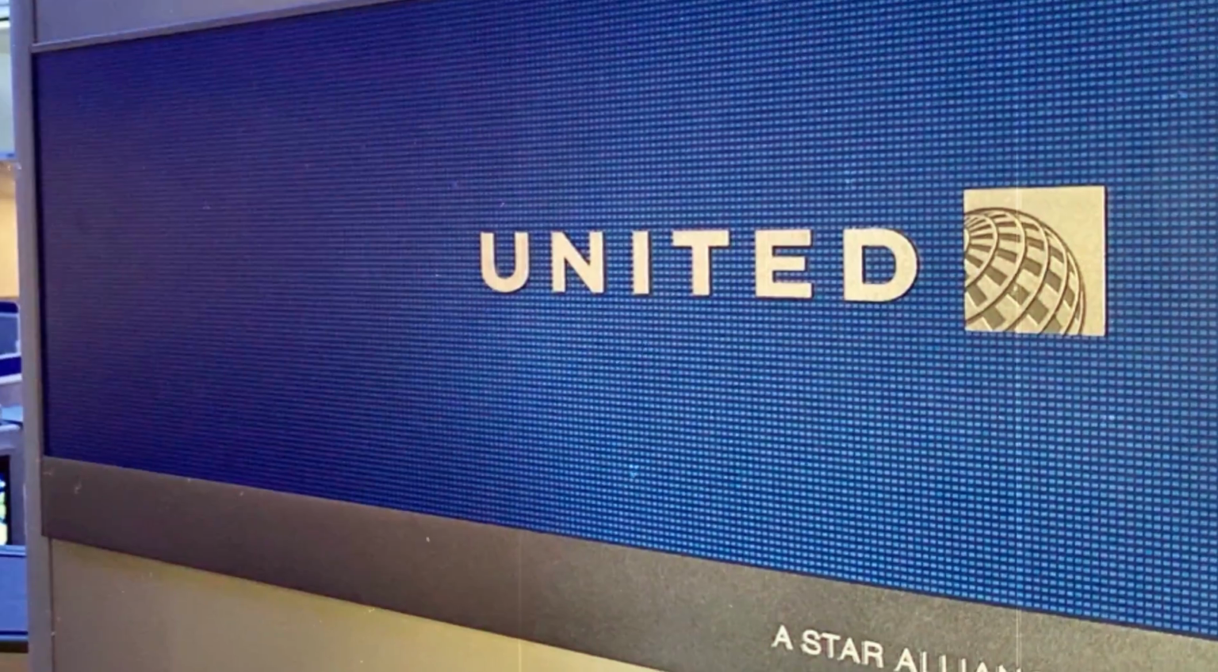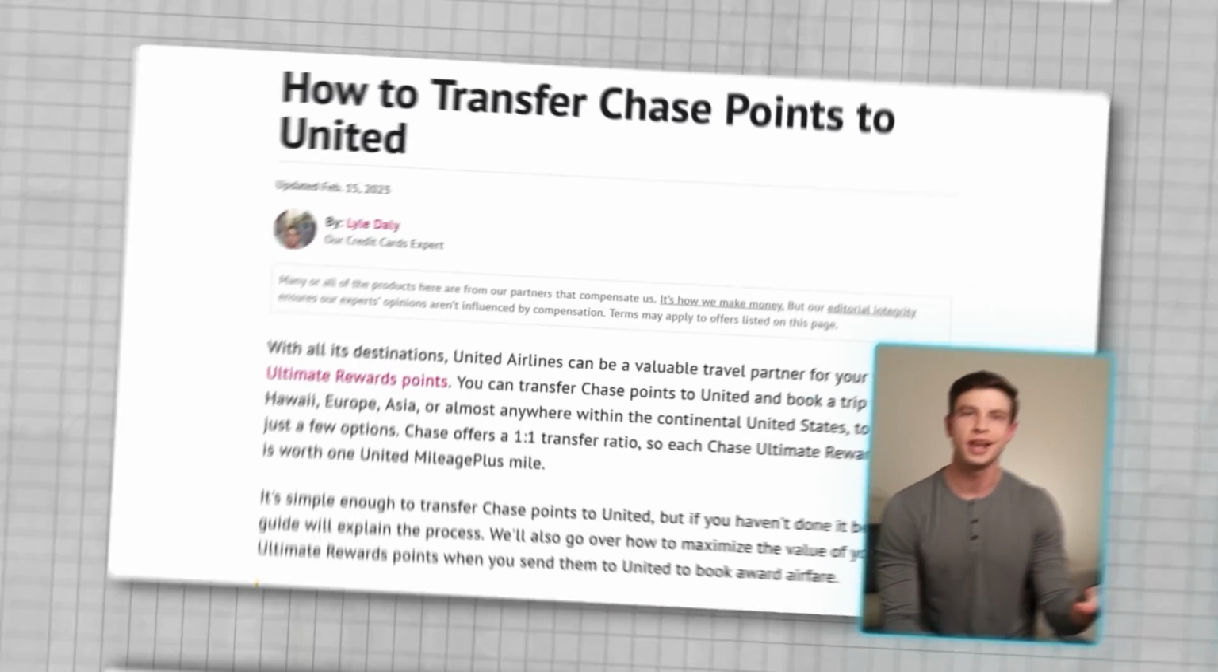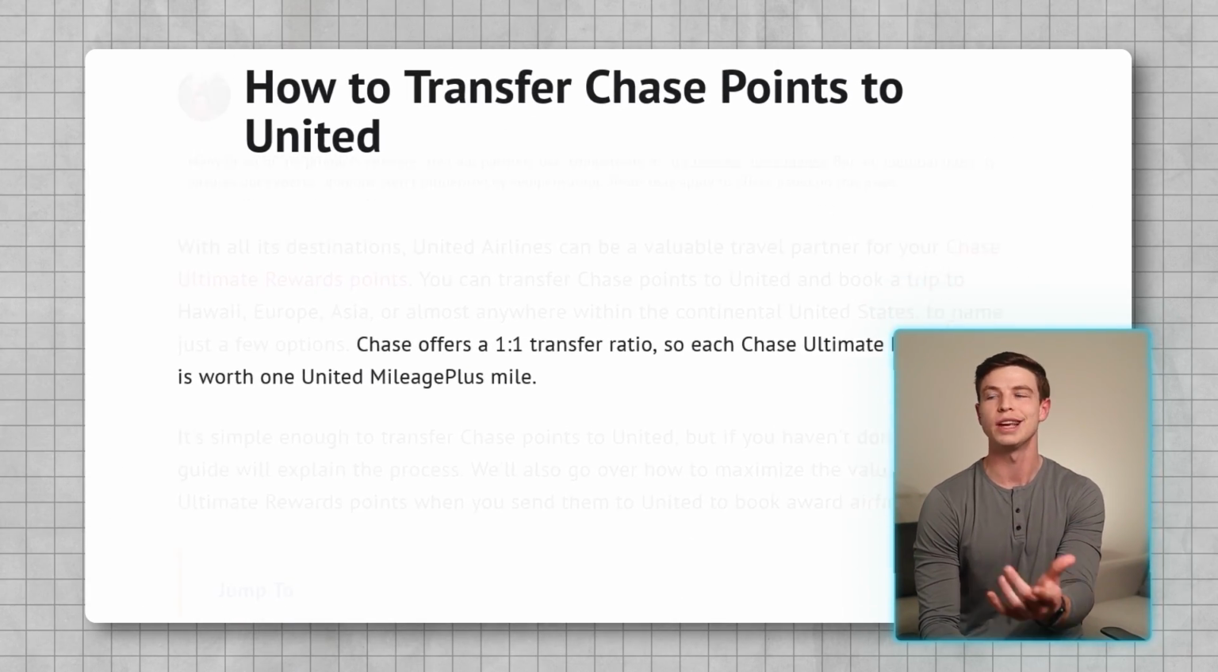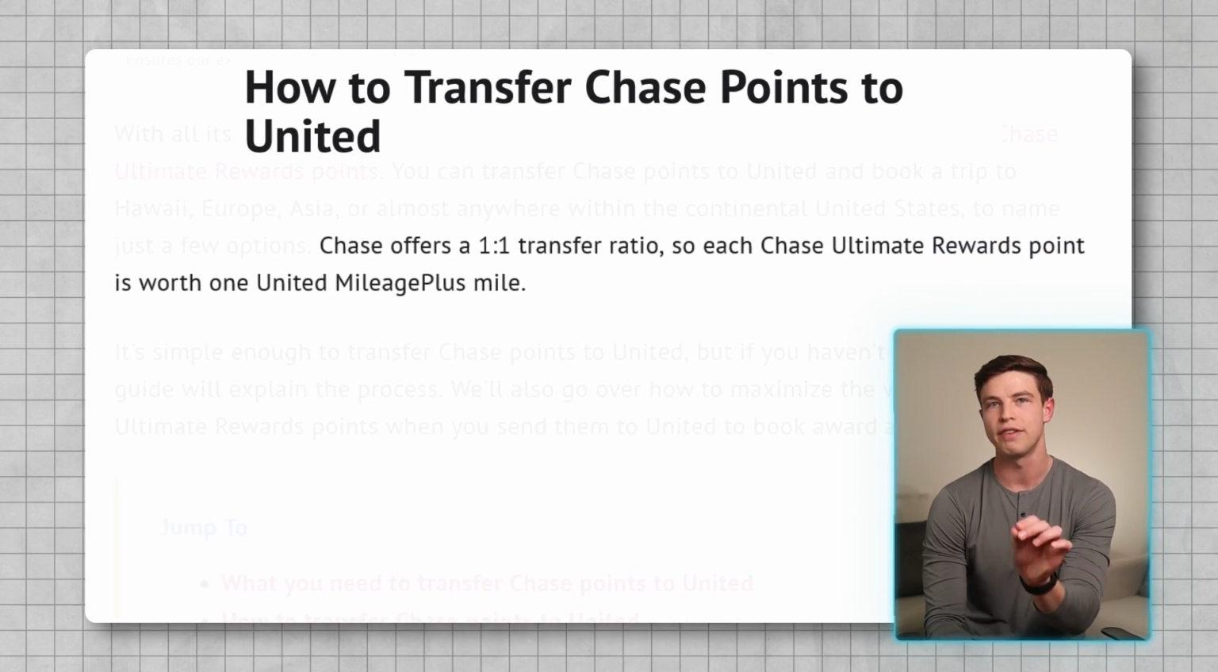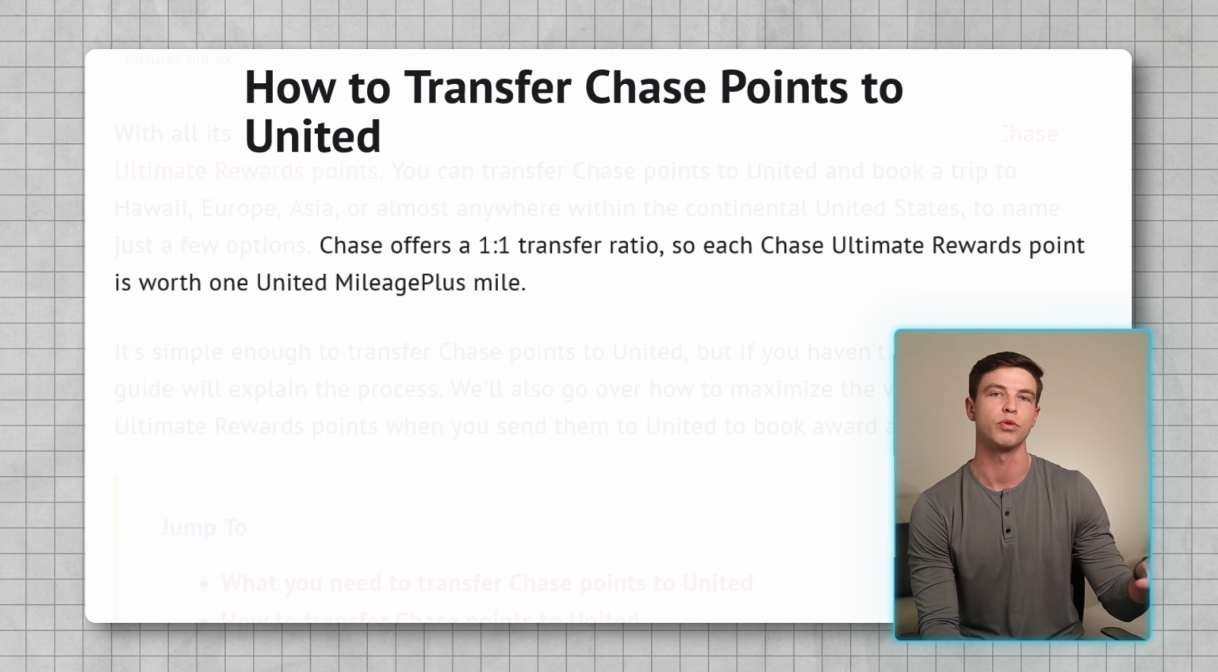Now United is obviously one of the largest airlines here in the US, so the fact that they're a transfer partner with Chase and not really any other major points currency other than Bilt Rewards is a huge advantage to anyone that's using Chase Ultimate Rewards points. So if you have Chase points and you hold either the Chase Sapphire Preferred or the Chase Sapphire Reserve cards, then you get access to all these Chase transfer partners, including United Airlines. These Chase points transfer at a 1-to-1 rate with either of those Sapphire cards.